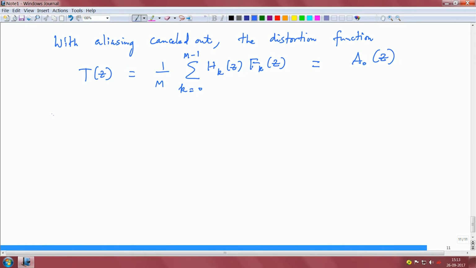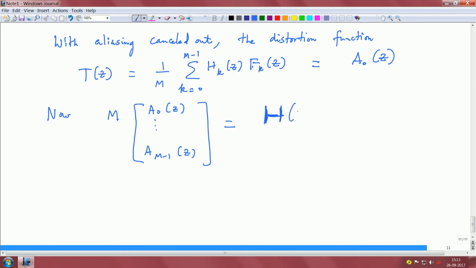Okay. Now, m times this A of Z, which is A naught Z through A m minus 1 of Z, is essentially this alias component matrix H of Z times F of Z, right. You are just rewriting this in a matrix form, and we call this T of Z.